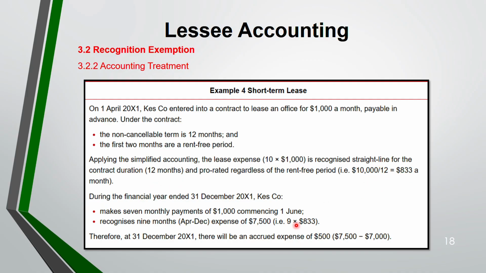So that 833 you will multiply by 9 to get the total expense for 9 months. That is 7,500. But how much are you actually paying? You are only making 7 monthly payments, that is 1,000 a month. So 1,000 into 7 is 7,000, which will start from 1st June. Therefore at 31st December there is an accrued expense. The amount of expense is 7,500. You are paying 7 monthly installments, that is 7 into 1,000, 7,000. So the difference, 500, you will recognize as an accrued expense in your statement of profit and loss.